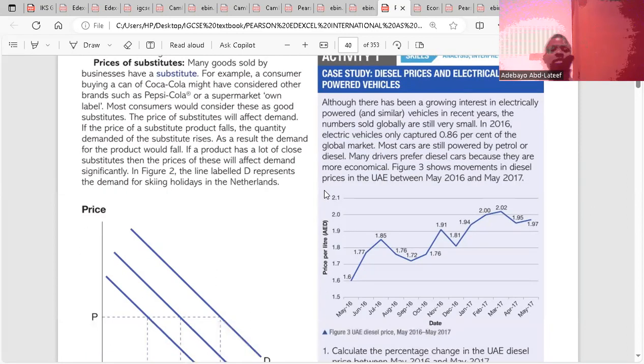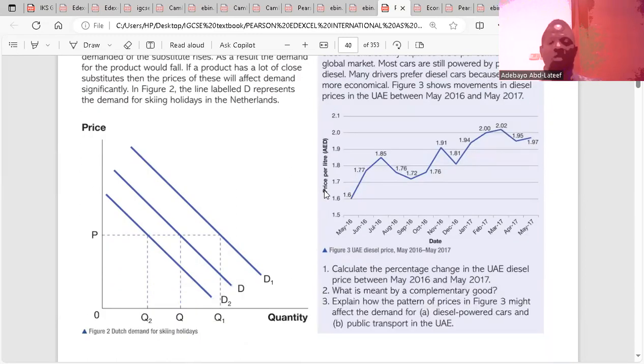So for substitute goods, we're talking about goods that can be used in place of others. If the price of a substitute good falls, the quantity demanded of such good will rise. And if other substitutes increase their prices, their demand will fall. So when you compare the price of a substitute to the price of its competitors, if its price is lower, that means the quantity demanded of its own product will increase. That is the point there. Shifting the demand curve rightward from D to D1.